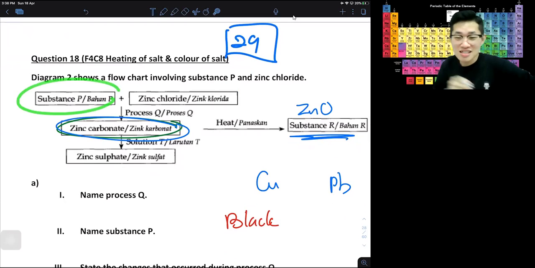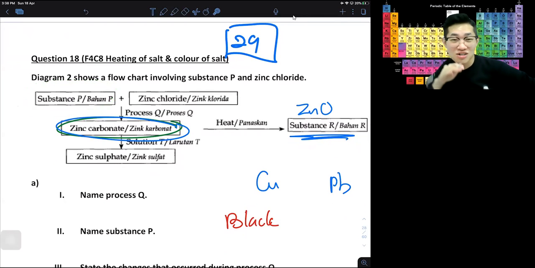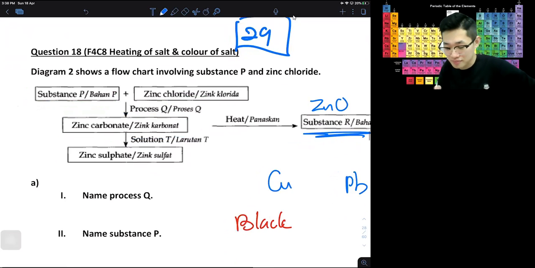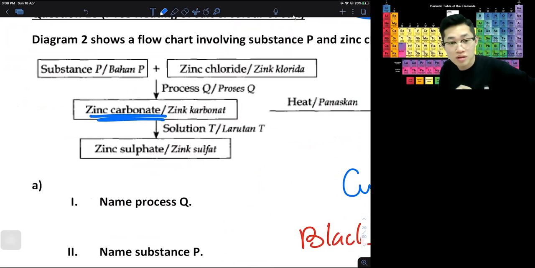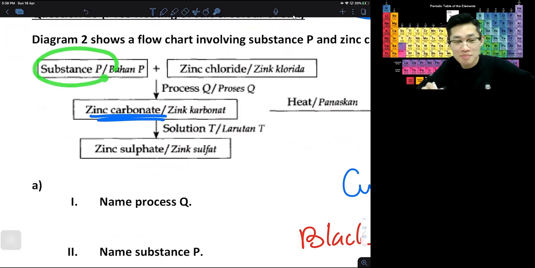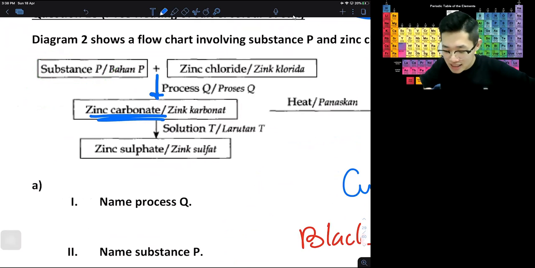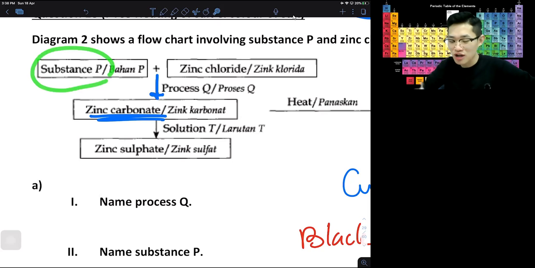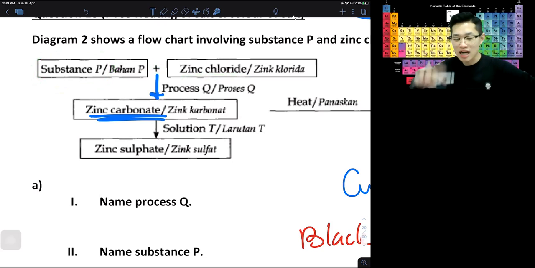Okay. Luckily, you all are not the last class. Okay. Substance P plus zinc chloride, you get zinc carbonate. So they ask you, what is substance P? If you want to make zinc carbonate, what is the ingredient that you have to mix with zinc chloride to get the zinc carbonate? Okay, see how we do it.